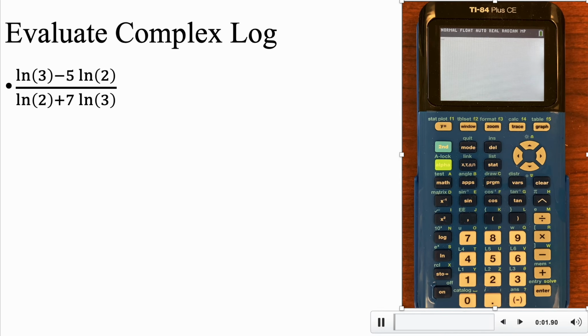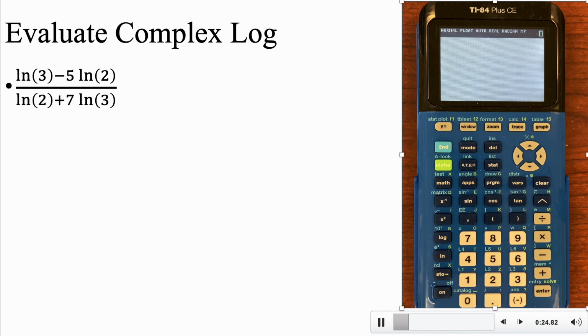Okay, now sometimes when solving an exponential equation or just evaluating a log expression like we have here on the left-hand side, you're going to get something that's overly complicated. It's going to be kind of tough to type out and do it correctly and accurately. There's a lot going on. We have ln of 3 minus 5 ln of 2, all divided by ln of 2 plus 7 ln of 3. And if we want to do this all in one step, that's generally the best way of doing it.